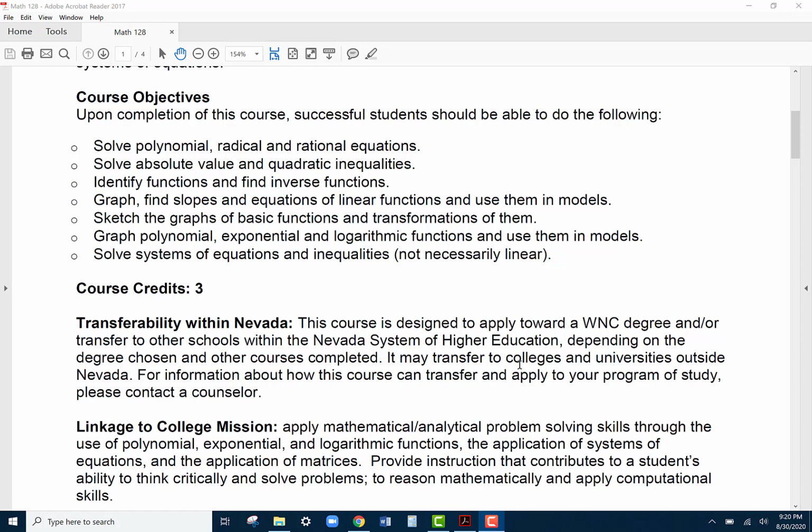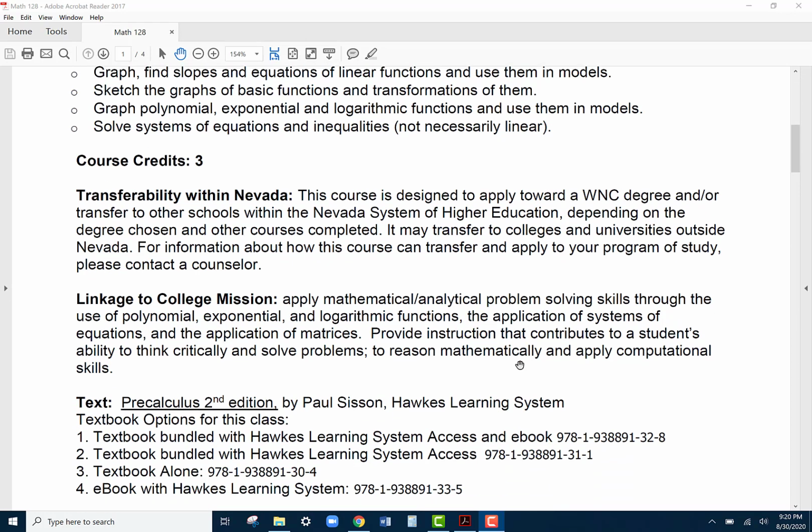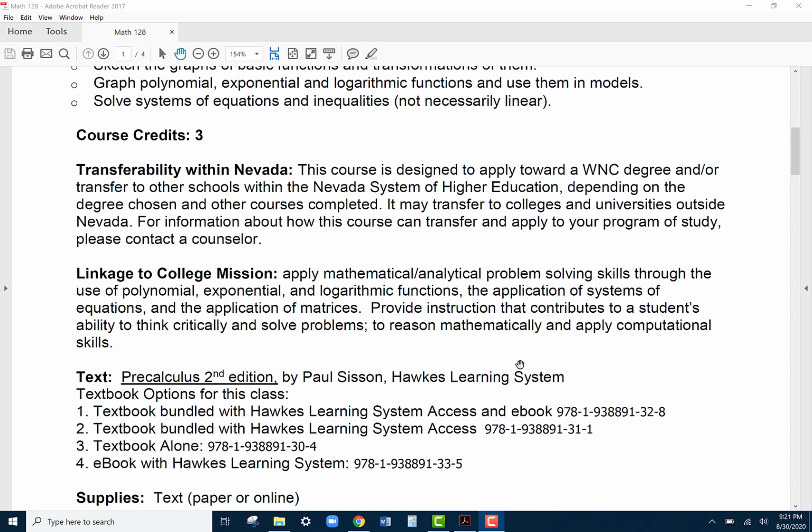It's a 3-credit course. Transferability within Nevada: this course is designed to apply toward a WNC degree and/or transfer to other schools within the Nevada system of higher education, depending on the degree chosen and other courses completed. It may transfer to colleges and universities outside Nevada. For information about how this course can transfer and apply to your program of study, please contact a counselor. I believe your counselor for this program is Tricia Wentz.